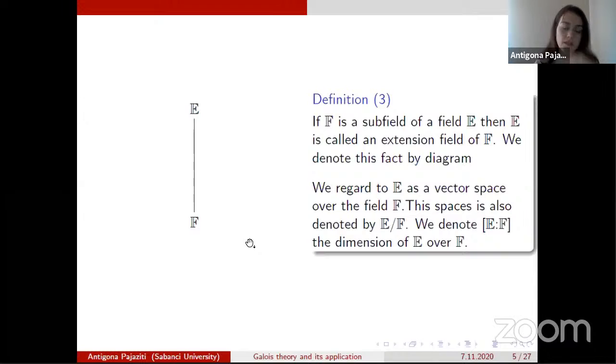When we cannot find the roots of the polynomial over the field that it is defined, we can always look at its extension. On your left, you can see this diagram where both E and F are fields, and F is a subfield of E. Then E is called an extension of F. We regard this E as a vector space over the field F, and we denote it by this notation. And the dimension of E over F is denoted by this notation here.